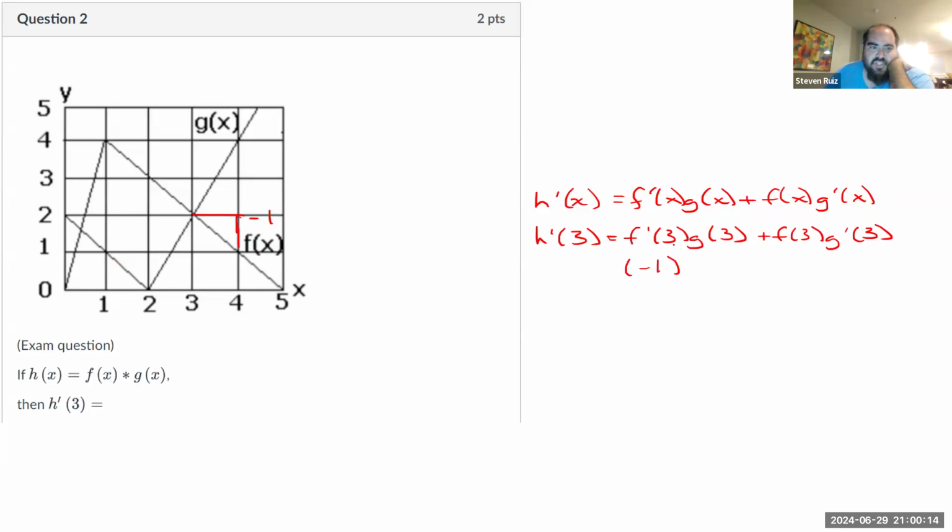And then I need to know what the value of g is at 3. So g of 3 should be equal to 2. The graphs actually cross at that point, so f of 3 is also 2. But then what's g prime of 3? G prime of 3 is going to come from this slope, which looks like it's going upward 2 units after going right by 1 unit. So that slope should be 2. So all told, our derivative is negative 2 plus 4, which is 2.